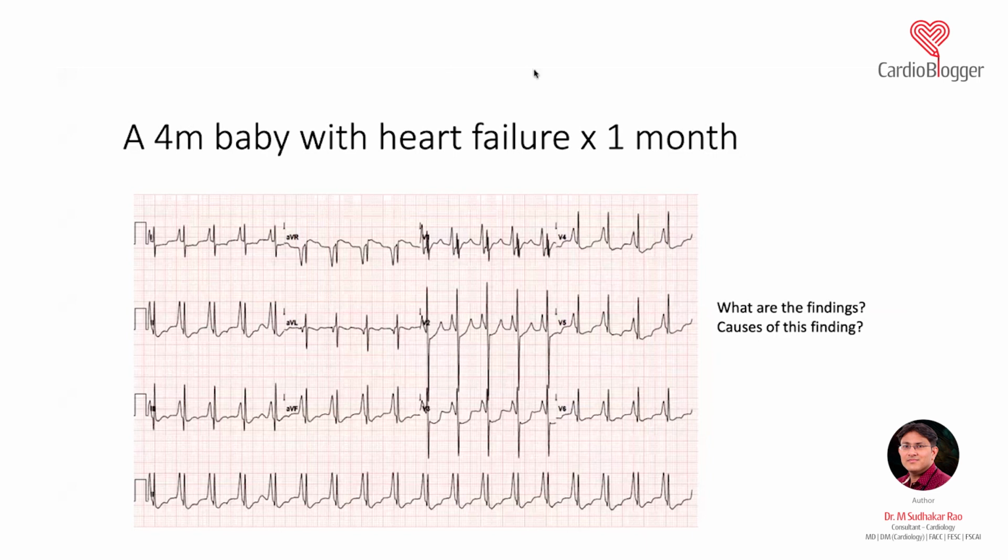And this patient, this child, a 4-month baby, has some form of Ebstein's anomaly. When you see this ECG, you should think that these tall Himalayan waves suggest Ebstein's anomaly.